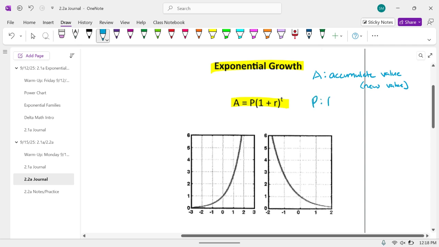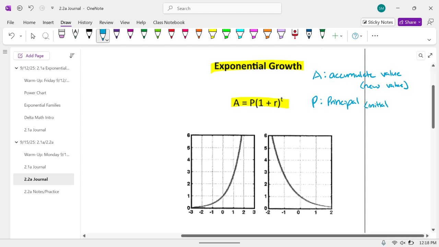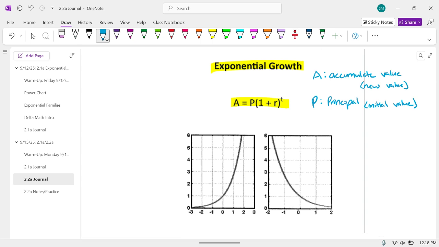P is your principal. Now, that's just a fancy term in money for your initial value. So how much money did you initially put in? How much did you start with? What was the population that you started with? Things like that.